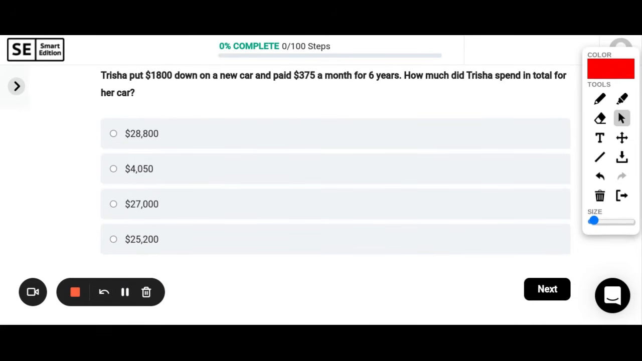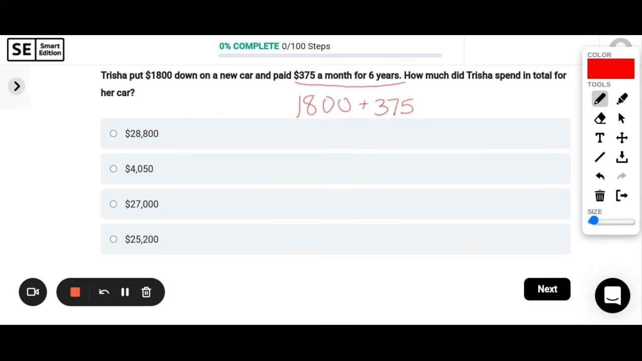Okay, Trisha put $1,800 down on a new car and paid $375 a month for 6 years. How much did Trisha spend in total for her car? Okay, so we know Trisha spent $1,800 down. Then she's paying $375 a month for 6 years. So I'm going to add whatever that is. So $375 a month, for 6 years.